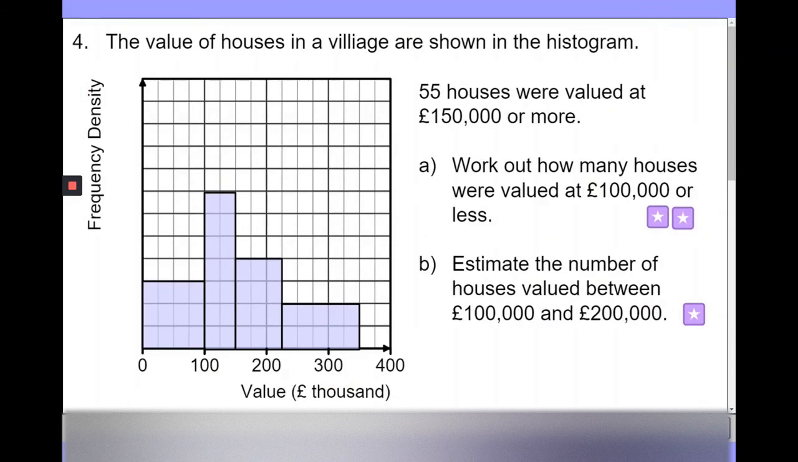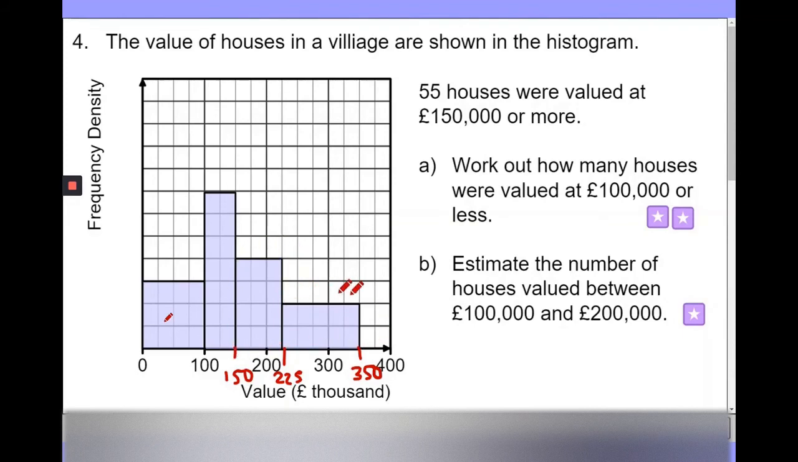Okay, this is the last example here. We're looking at values of houses in a village, and you've been told 55 houses are valued more than 150,000. So I'm just going to label the scale here just to make it a bit easier. So you can see that should be 150. This should be 225. And this should be 350. Now when it says 55 houses are valued 150,000 or more, that's essentially the last two bars that we're looking at.